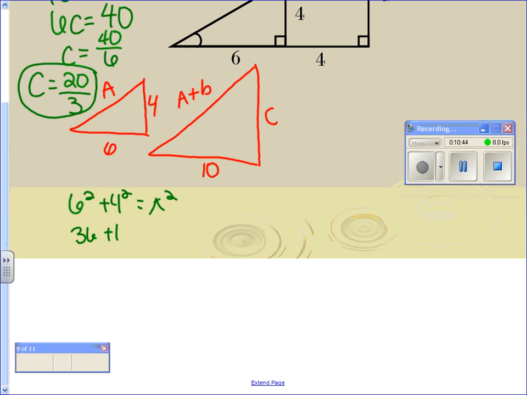So 36 plus 16 equals A squared. So A squared equals, take the square root of 52. Can I leave it as the square root of 52? It will reduce.